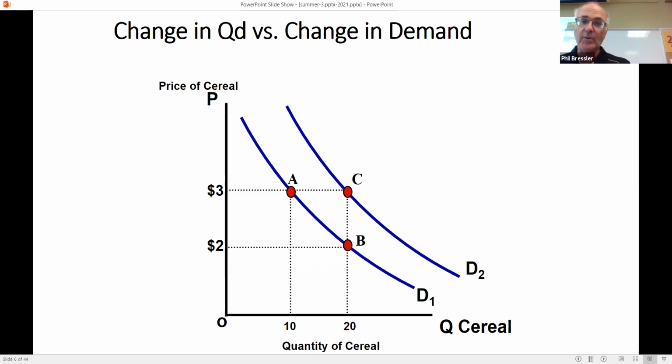The difference is every spot on D2, at every price level, people are demanding more now than they did before. So when you go from D1 to D2, we say there's a shift in demand, a change in demand, an increase in demand. Anytime that language is used, the curve has shifted. If there's a change in price from A to B, there's a change in quantity demanded. Again, what's the difference? A change in demand is either an increase or decrease on every spot in the line. A change in quantity demanded is just a change at that given spot, like from A to B.